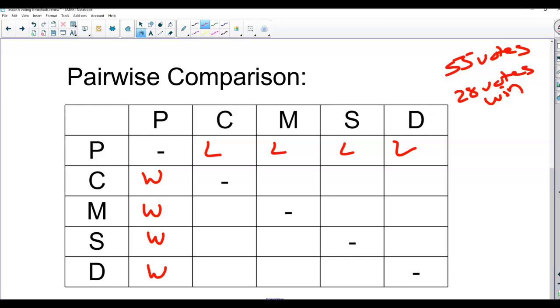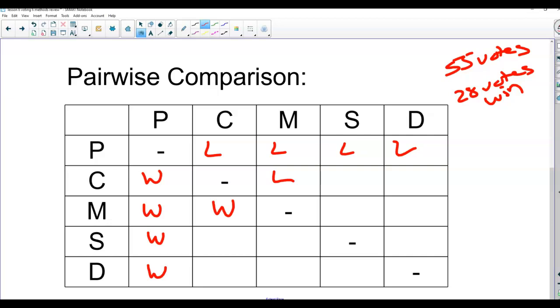Now we do C. C versus M, we'll say. M wins the first column. C gets 12 votes in the second column. M wins the third column. M wins the fourth column. C wins the fifth column. So now it's at 16 votes. 16 votes is not enough to win.